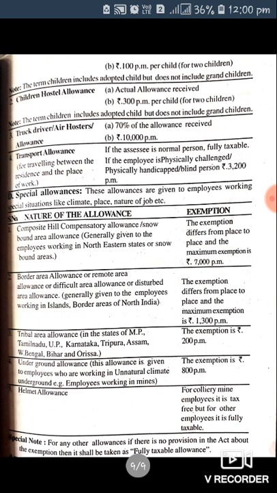Next, children hostel allowance. Actual allowance received or 300 per month per child for 2 children. So this is also the maximum amount; whichever is the maximum, that is exempted.